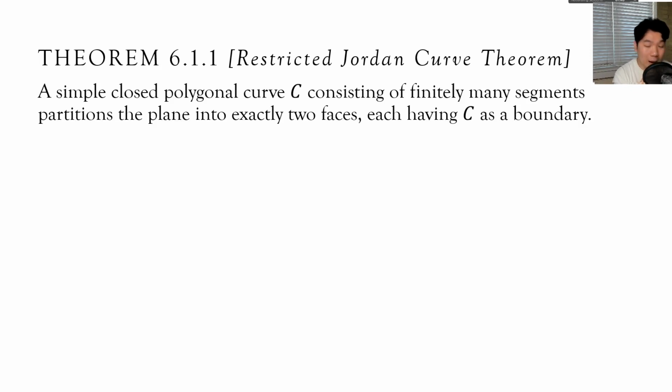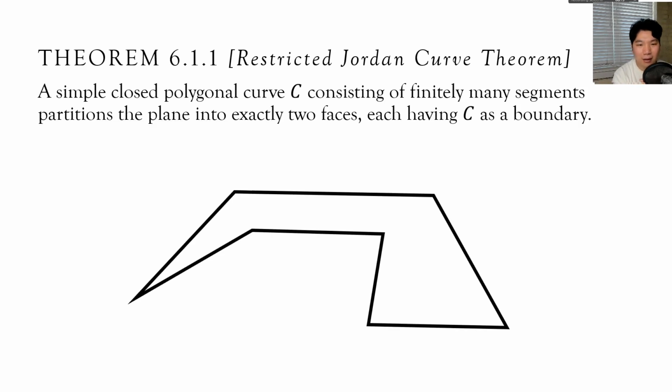If you've done some work, possibly in analysis or complex analysis, complex variables, this theorem might sound a little bit familiar. And this is a simplified version, hence the words restricted Jordan curve theorem. A simple closed polygonal curve C that consists of finitely many segments partitions the R2 plane into exactly two faces, each having C, my curve, as the boundary.